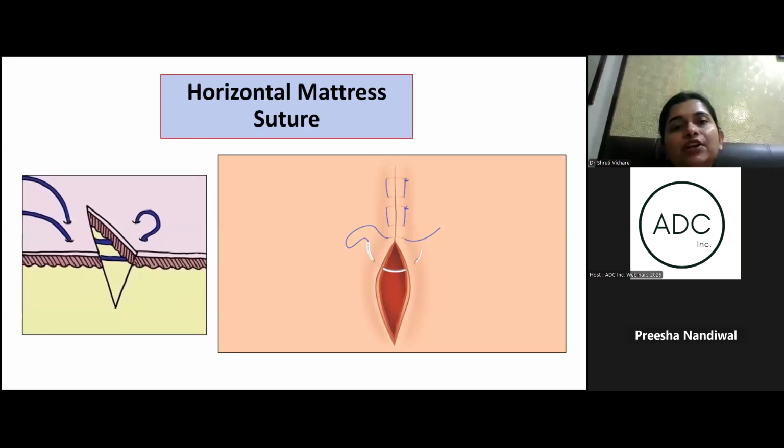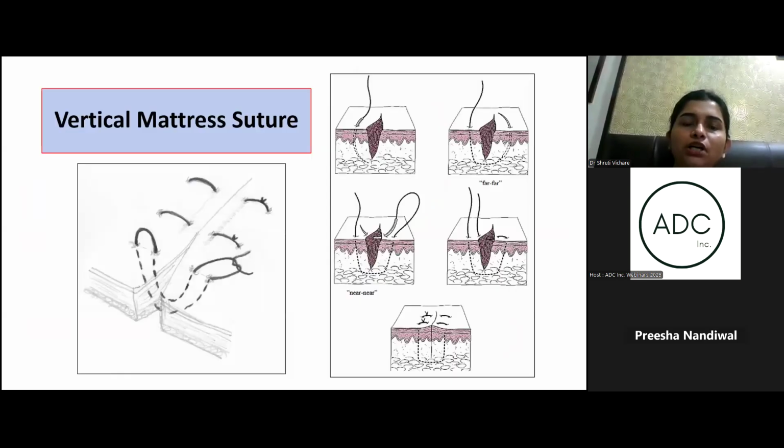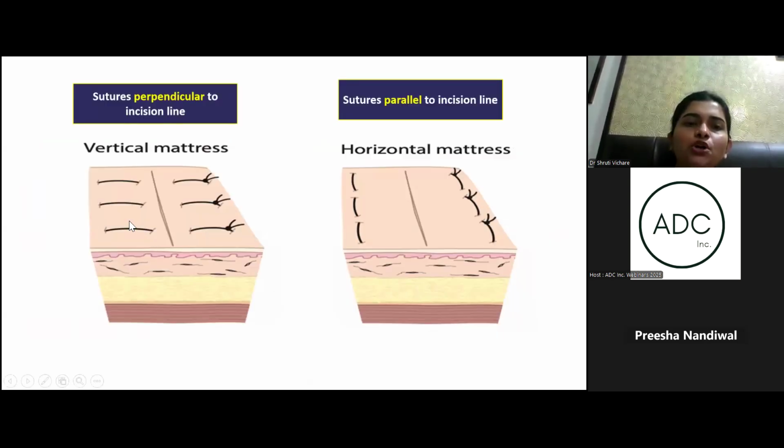Okay. Now coming to mattress sutures, they are broadly divided into horizontal mattress sutures and vertical mattress sutures, right? Horizontal also we have two types, that is continuous and interrupted. Vertical mattress suture is again of two types, interrupted and continuous. Now I want you to understand this point. In vertical mattress sutures, the sutures are perpendicular to the incision line. On the contrary, in horizontal mattress sutures, the sutures are always parallel to the incision line.